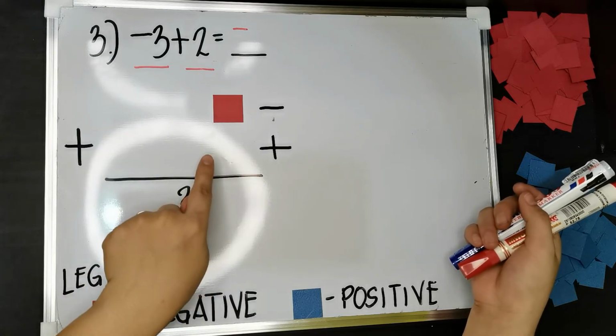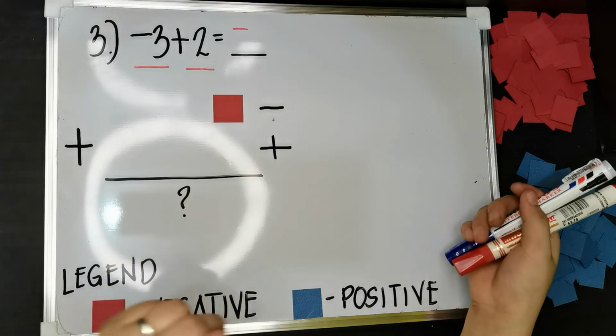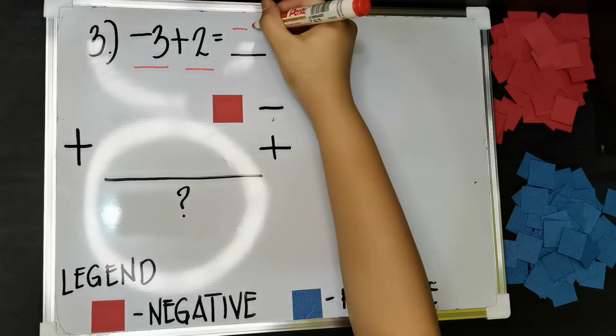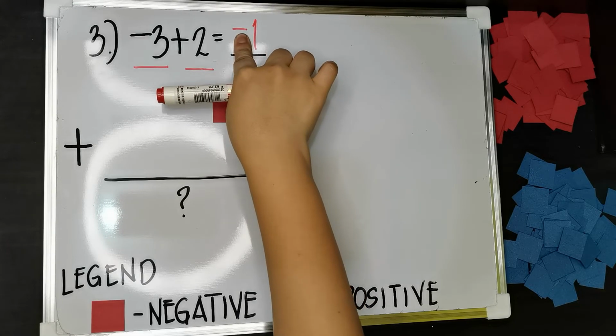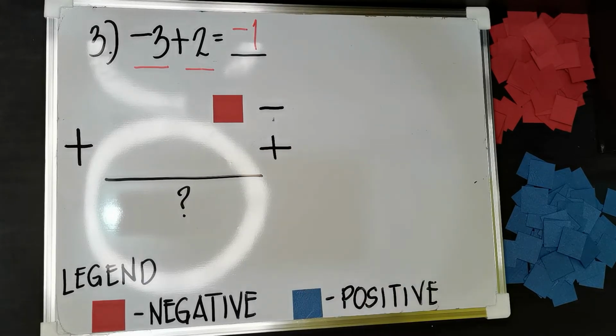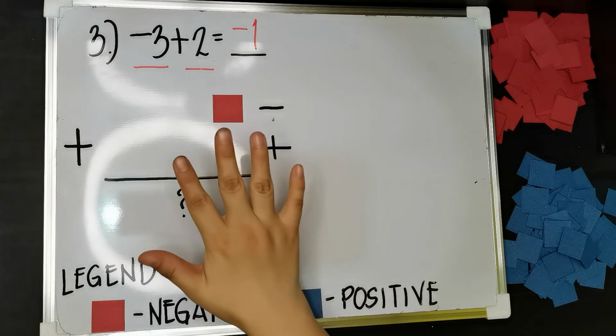Ilang tile lang nakikita ninyong natira? 1. Di yun na yung sagot natin. Anong kulay niya? Red. So, that is why negative yon. You see? So, that is how we add integers using sign tiles.